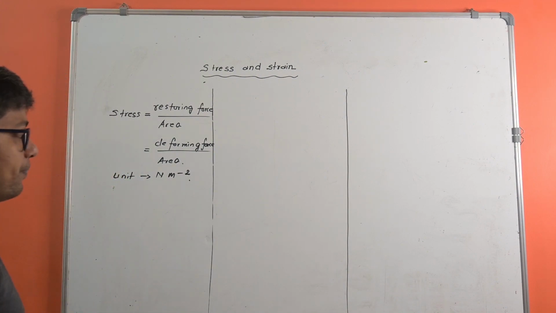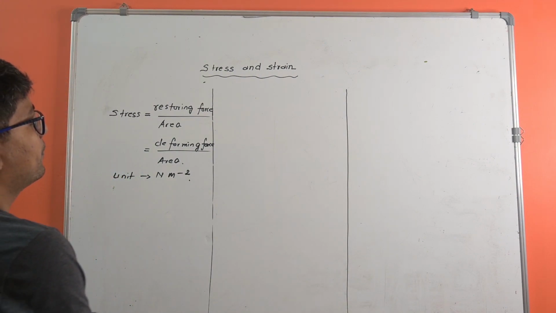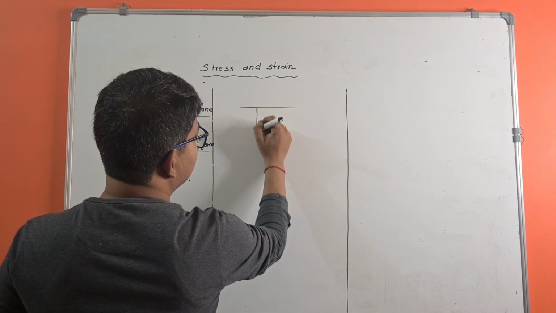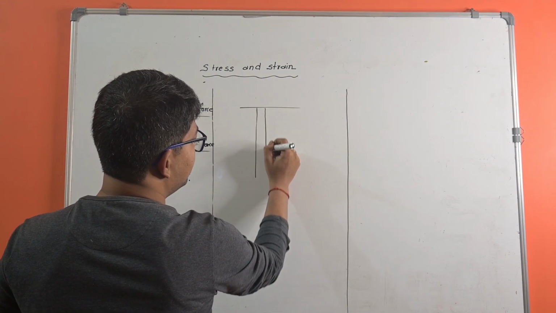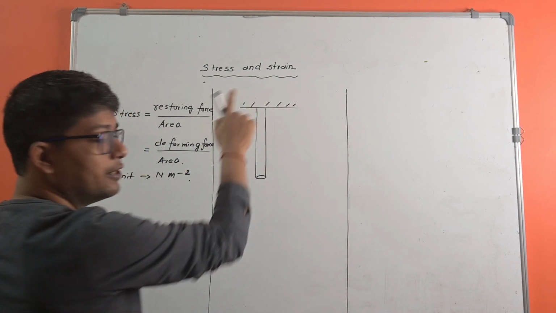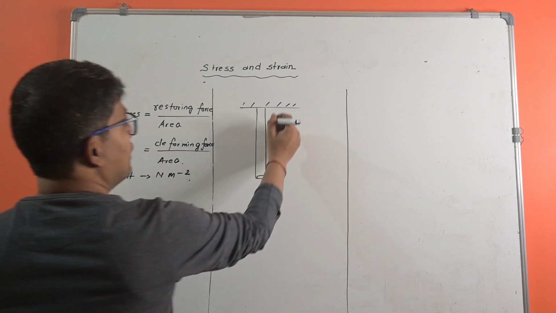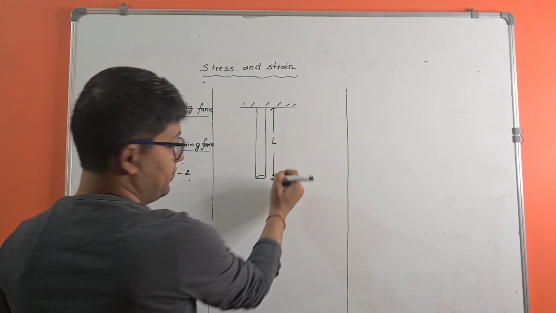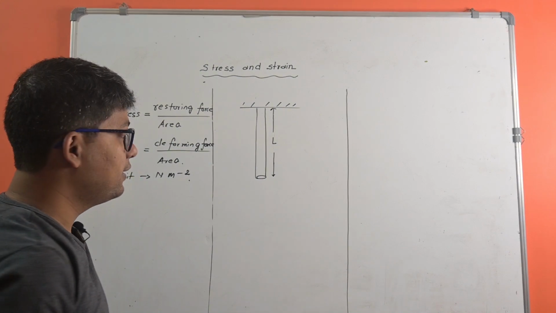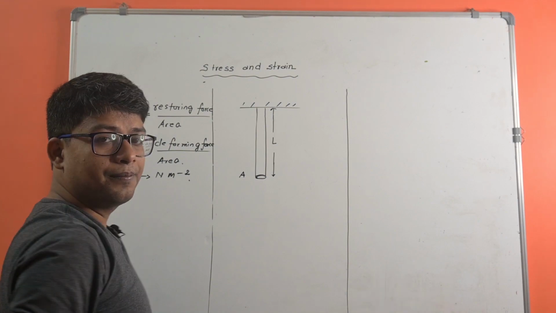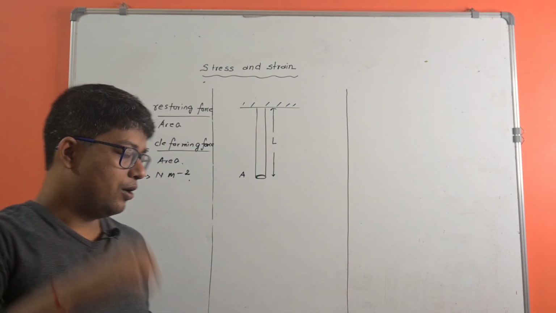So what is the matter? Let's explain with an example. I want you to imagine that there is a wire of uniform area of cross section hanging from a fixed support. So this is that fixed support. The original length of the wire, I mean the natural length of the wire, is capital L and the area of cross section of the wire is capital A. Alright.